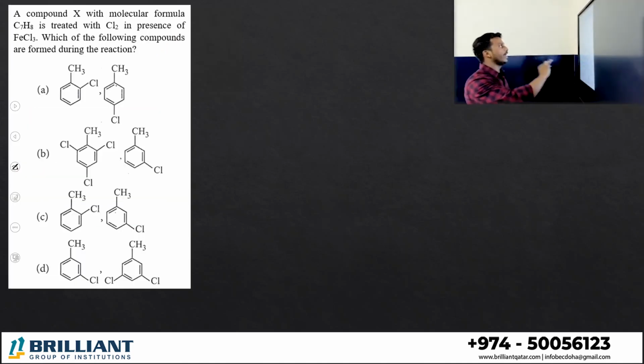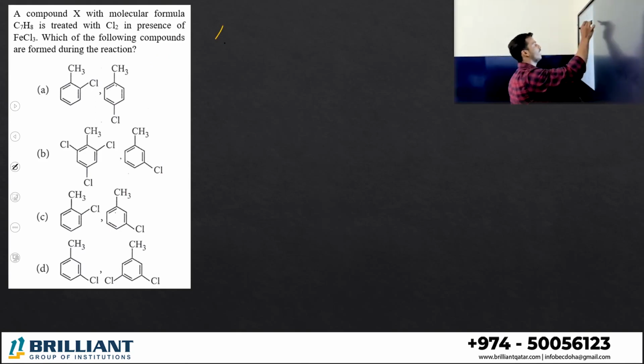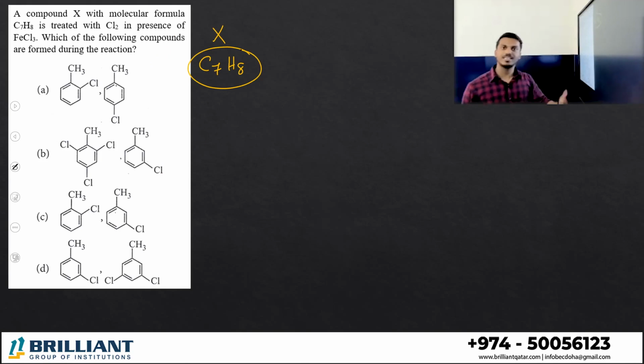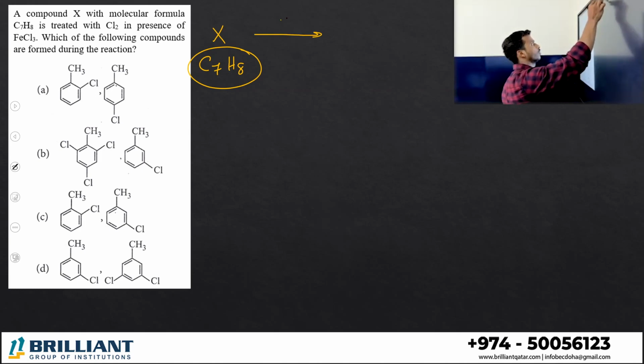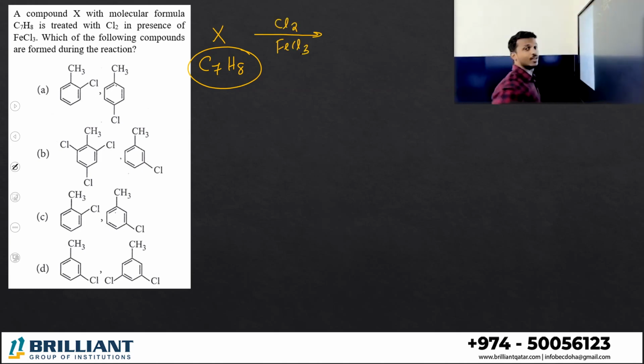Now, a compound X. They given a compound X. What is the molecular formula of X? C7H8. You can confirm it is an aromatic ring. Why? Because there is no much difference in carbon and hydrogen number. Okay. It is treated with chlorine, okay, in presence of what? Catalyst FeCl3. So where the chlorine is adding on benzene ring.